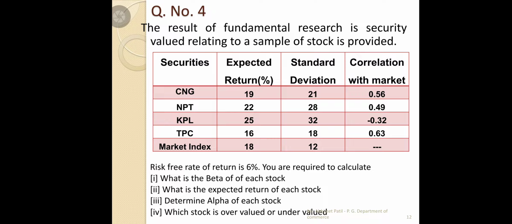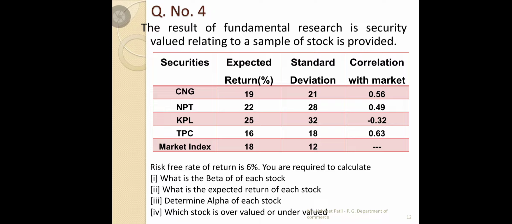Whatever problems we solve, the next version of this problem, that is the result of fundamental research, is security valuation relating to a sample of stocks. As per fundamental analysis, the results are given for stocks CNG, NPT, KPL, TPC, and apart from that, the market index is given. Expected return is given, standard deviation is given, and another important piece of information, the correlation with the market, is given. Apart from that, the risk-free rate of return is 6%.